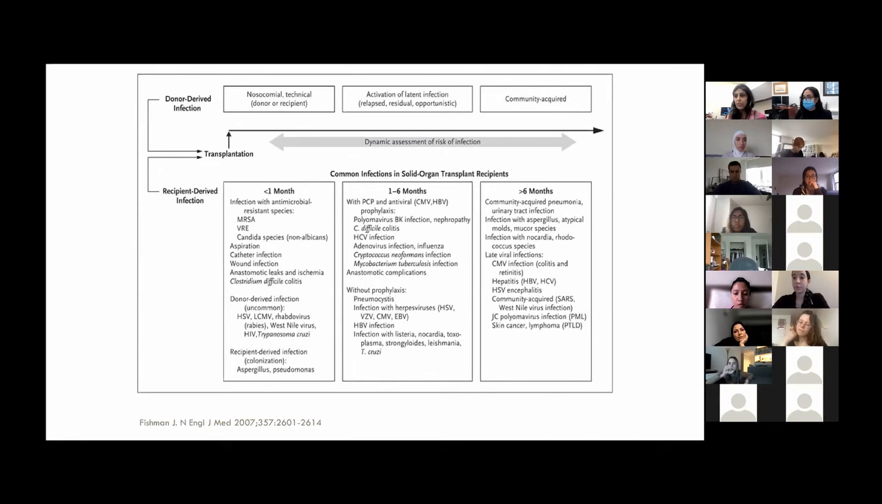Are you going to be able to achieve source control? Do you have drugs to treat the patient with? And then there are other risk factors that you think about as well. So it's an ongoing conversation that you have with the transplant team. And that's why we see these patients before transplant, so that we can weigh in on the infection risk. But great question.